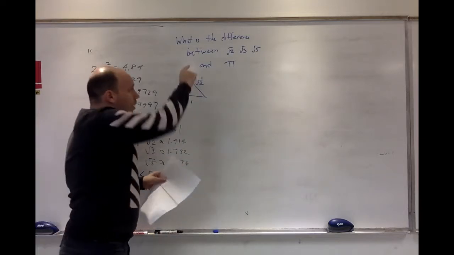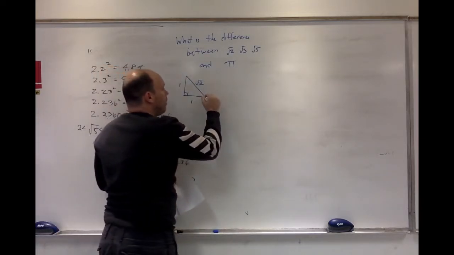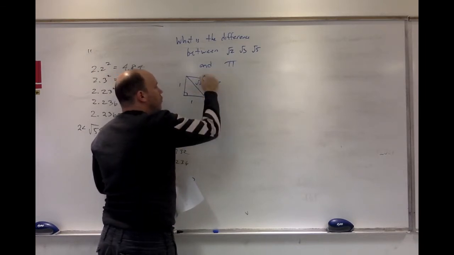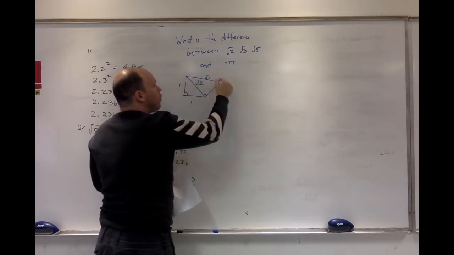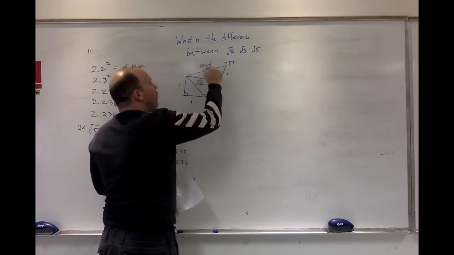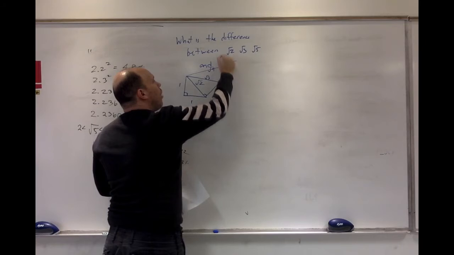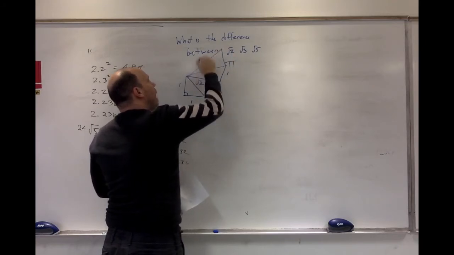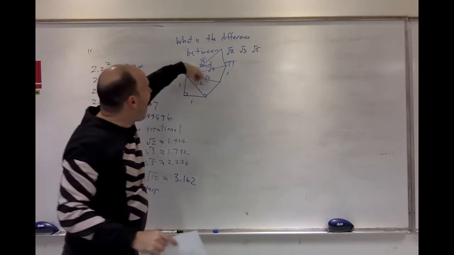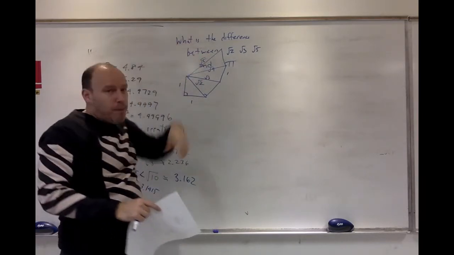You can make radical 3 by just putting a 1 here, and then connecting this. That's radical 3. You could just put a 1 here and create radical 4. You can just put a 1 here and create radical 5. So you can create any single radical, and so you can make these lengths.